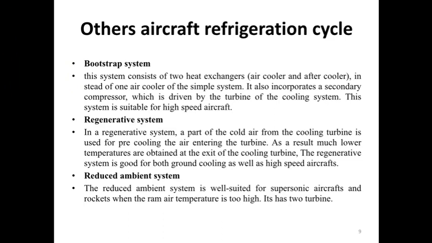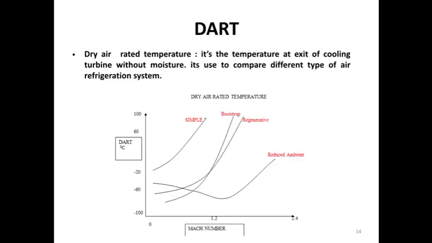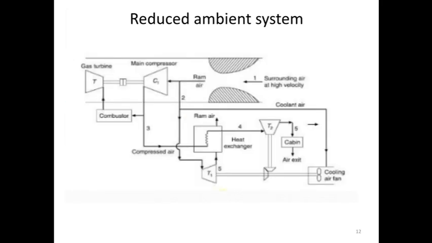And the third one is the reduced ambient system. The reduced ambient system is well suited for supersonic aircraft and rockets, when the ram air temperature is too high. So it needs to cool down, and it generally has one extra turbine. So generally this system has two turbines. Here you can see the reduced ambient: the ambient air comes inside and gets rammed, then it goes to the main compressor, then to the heat exchanger, then to the turbine, then to the cabin.